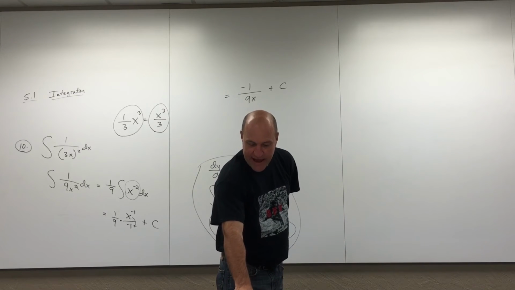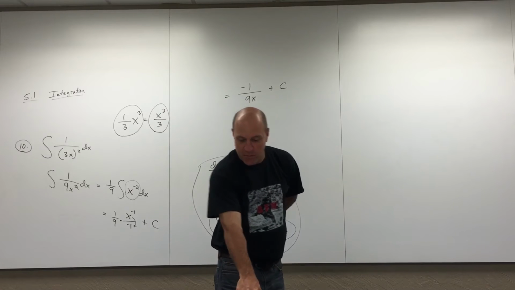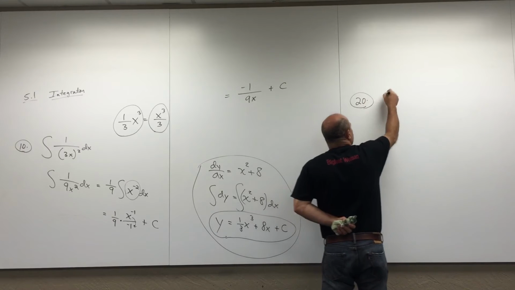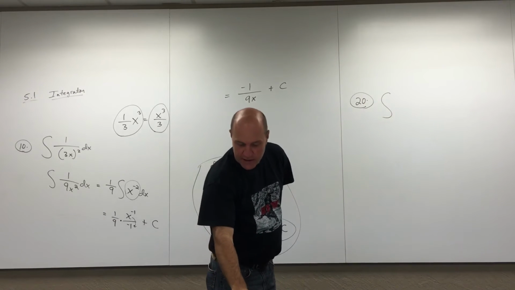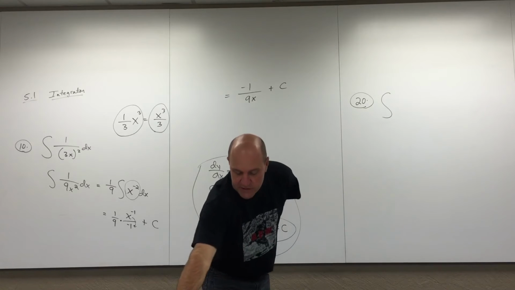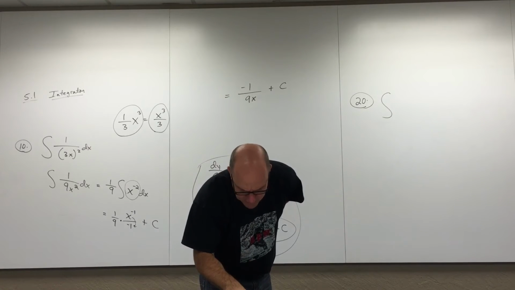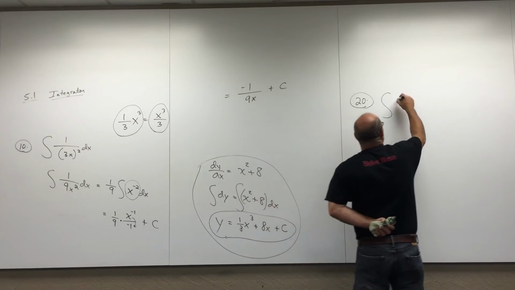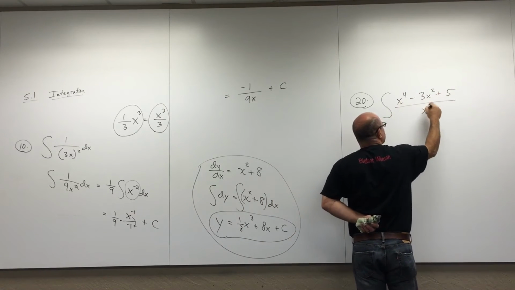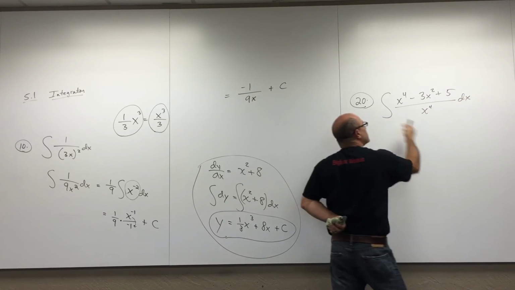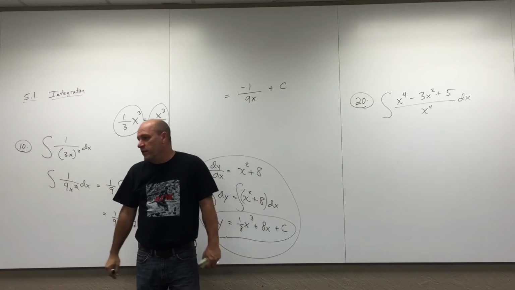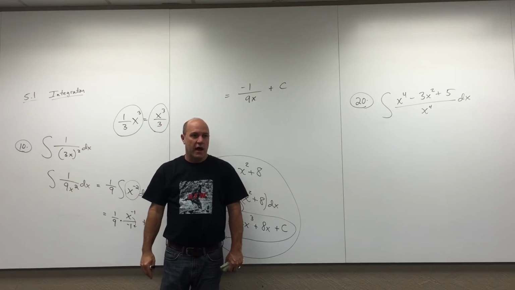This is kind of a classic. They make me do this. Look at number 20. This is an integral. I'm just doing some homework for you, I guess. I could have asked you what you wanted, but I'm just doing what I want. It's x to the fourth minus 3x squared plus 5, all over x to the fourth, with respect to x. Please do this integral.